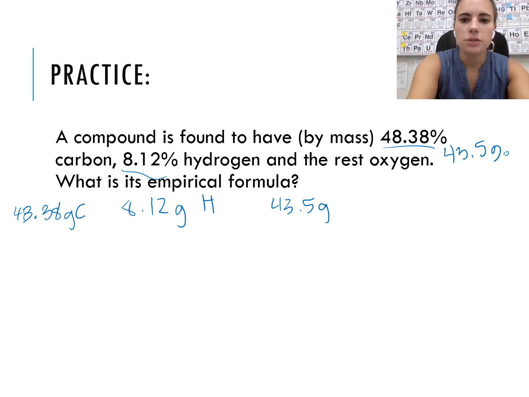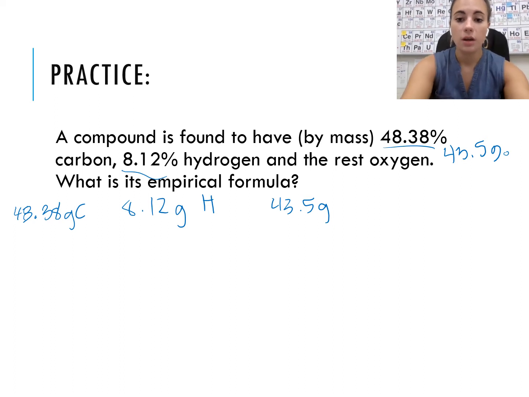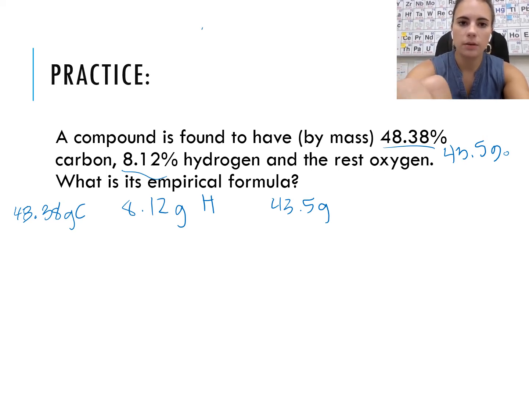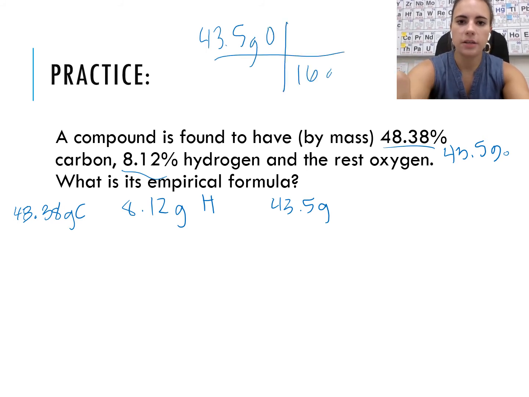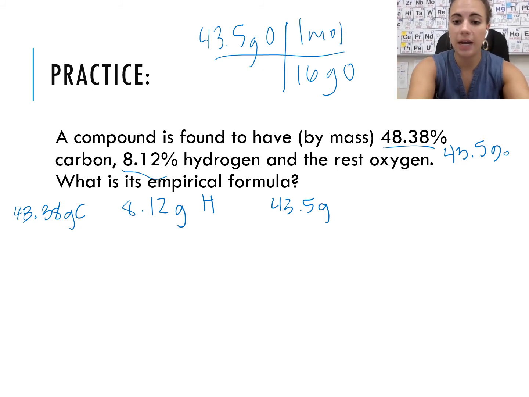Okay, so now percent to mass, mass to moles. So I'm going to determine how many moles of each of these are present. So the way I would set this up, 43.5 grams of oxygen, for example, we look at the periodic table, 16 grams of oxygen is in 1 mole. So we're dividing by the molar mass. And just because of space, I'm just going to write down dividing by the molar mass.